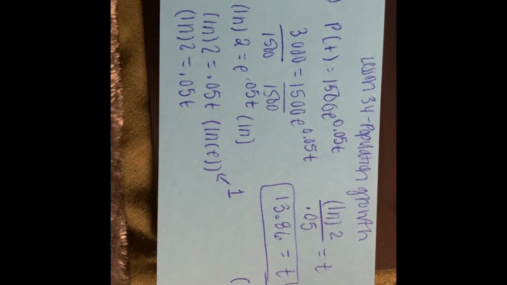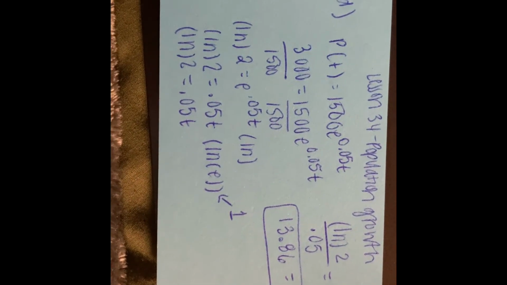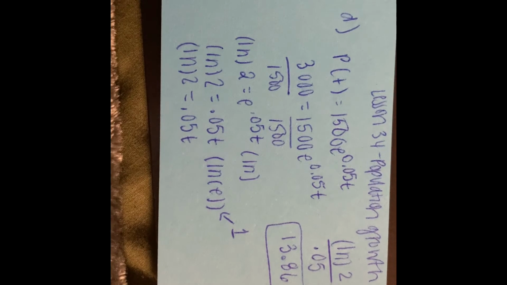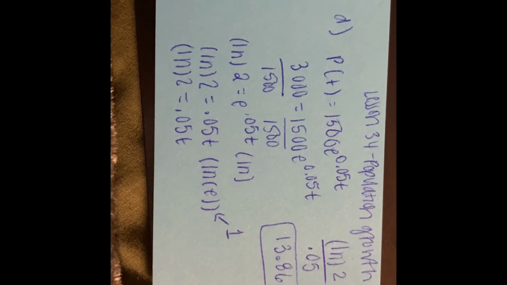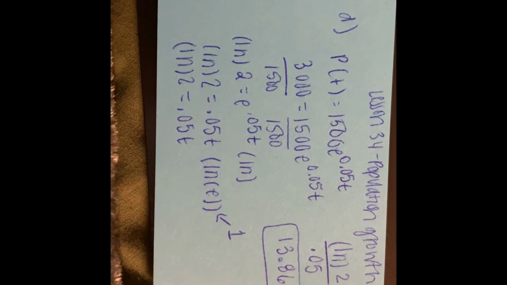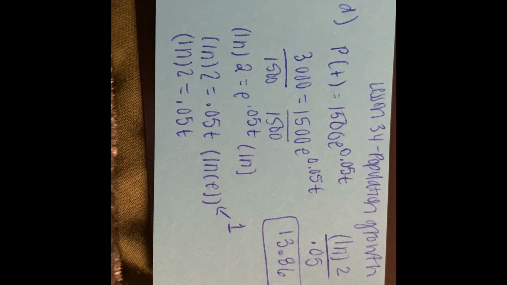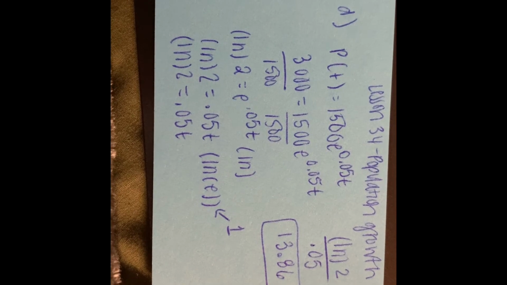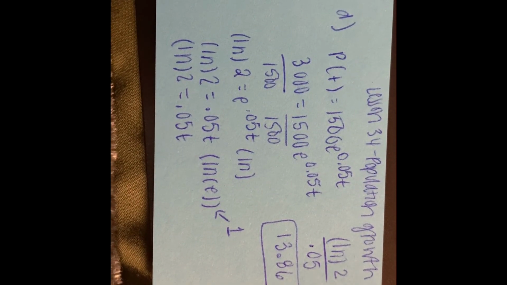And then finally, part D asks us how many years it will take for the population to double. And to double the population, we have to go from 1,500 rabbits to 3,000 rabbits. And to find this, we'll reverse and replace P of t with 3,000, and then solve for t instead of solving for P of t to find the amount of years it will take. So first, we will divide both sides by 1,500, leaving us with 2 equals e to the 0.05 times t.